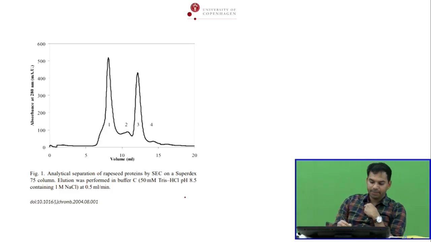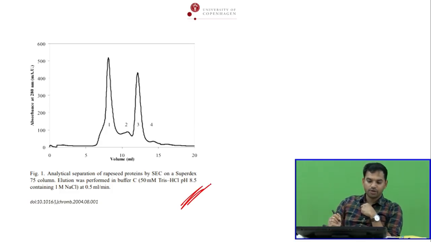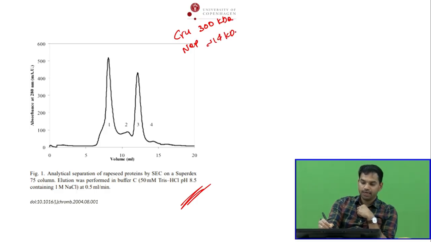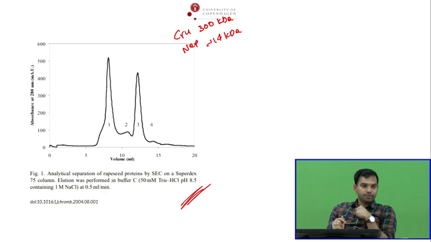So here is the separation of rapeseed proteins using size exclusion chromatography. Rapeseed has cruciferin and it has napin. Cruciferin has 300 kilodalton. Napin is approximately 14 kilodalton. Now tell me which one is cruciferin and which one is napin here. First one is cruciferin, right? Bigger one comes first.